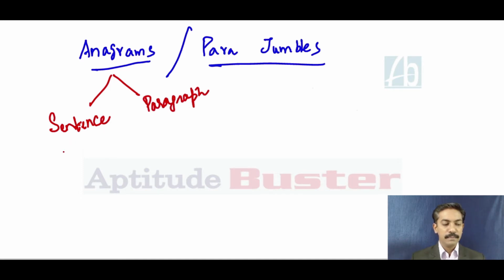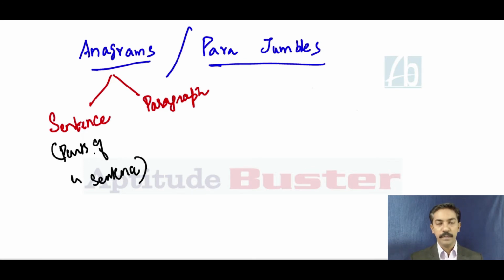If it is a sentence anagram, parts of a sentence will be in a jumbled format. A sentence will be broken into 4 segments and you will be asked to find a proper sequence. If it's a paragraph anagram, sentences will be arranged in a jumbled form and you will be asked to identify the proper sequence. So whichever way, the logic is very much similar. You have to identify the proper sequence from the disarranged logic.